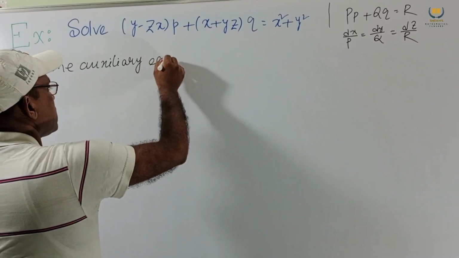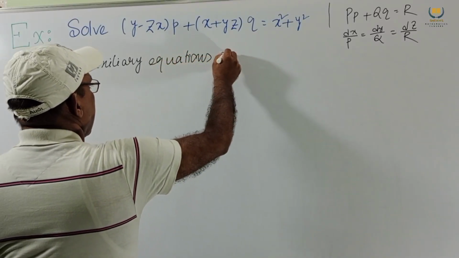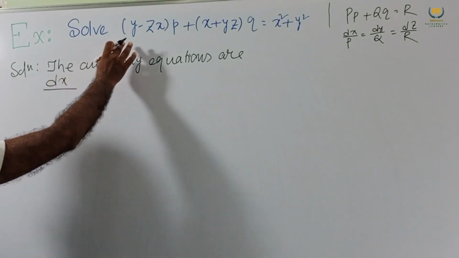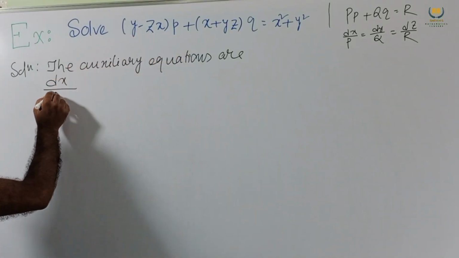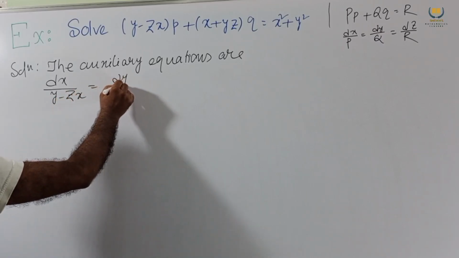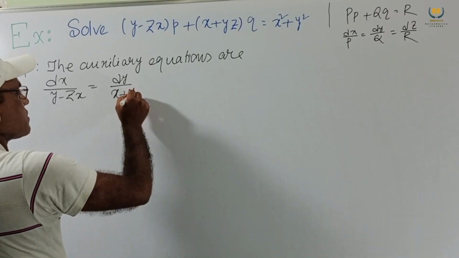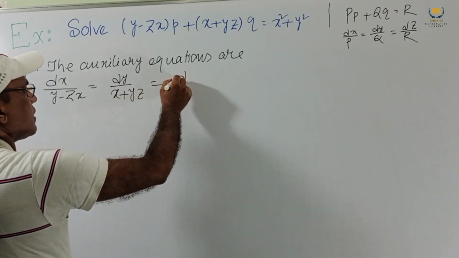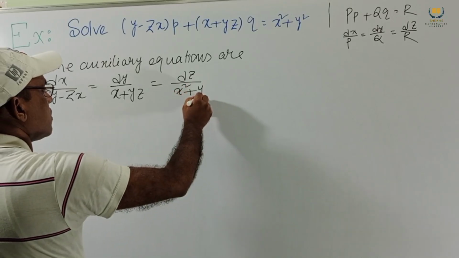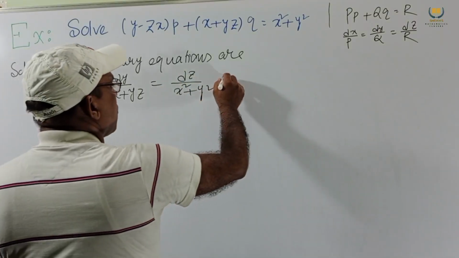auxiliary equations are dx/P, P means this one, y - zx, equal to dy/Q, x + yz, equal to dz/R, R means x² + y². We get this. This is number 1 we consider.